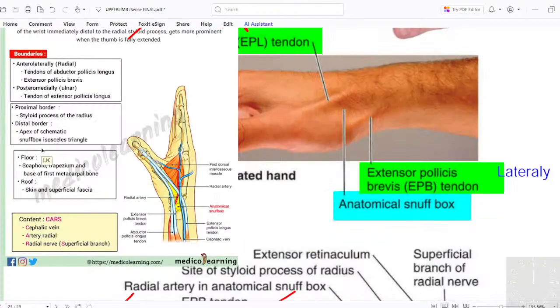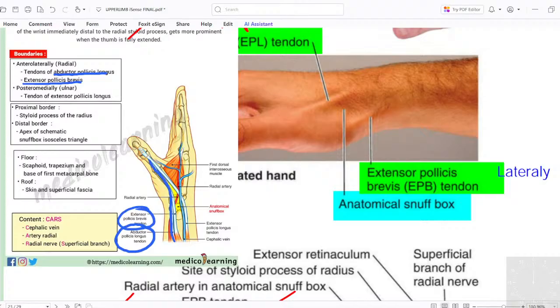Okay. So posterior medially is by ulnar. Now the muscle or the tendon. So anterior laterally is abductor pollicis longus, which you can see here in this picture, and extensor pollicis brevis.